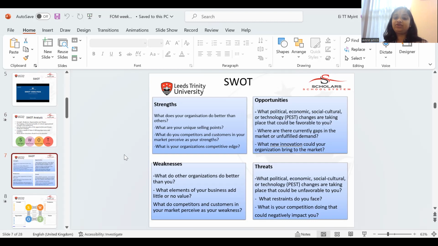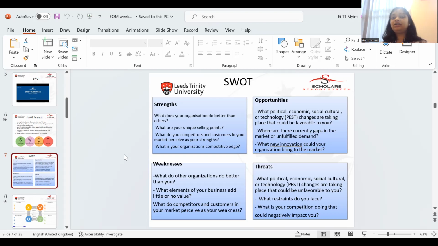P stands for political factors. You can check the political factors, what is going on outside that would affect your business. E stands for economic, what economic factors are there. S stands for social-cultural, the factors which could affect your business. And T means technology, what new technologies are coming in the market, what technologies are there outside which you can use to improve your business. So this is the best analysis you can do to check the opportunities outside for your business.